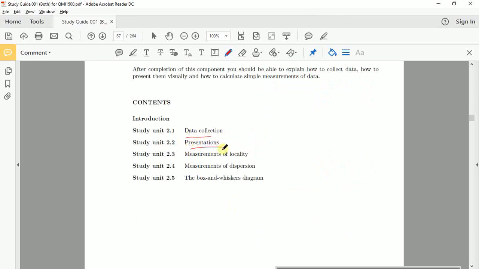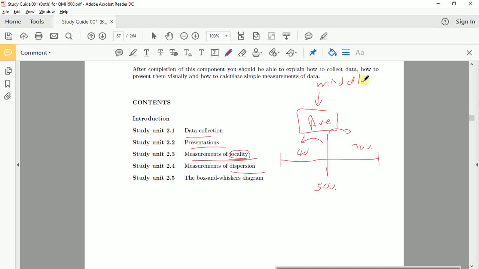Alright, so here, data collection, presentations, measure of locality. Locality is looking at things like averages, like the middle point. Dispersion is looking at how far away is something from, let's say, an average. If the class average for the subject is 50, are you sitting on this side below average, maybe 40, or that side above average, maybe 70? So average is the locality, the middle point. And your dispersion is how far away are you from the middle.